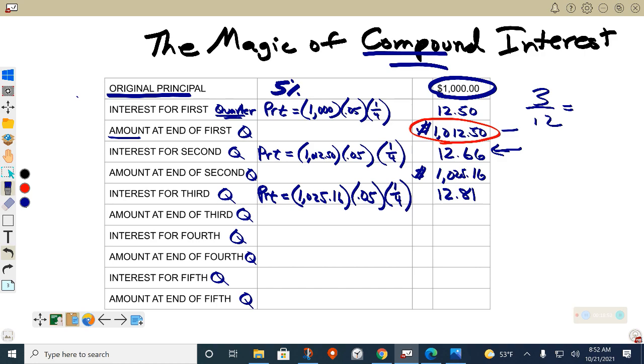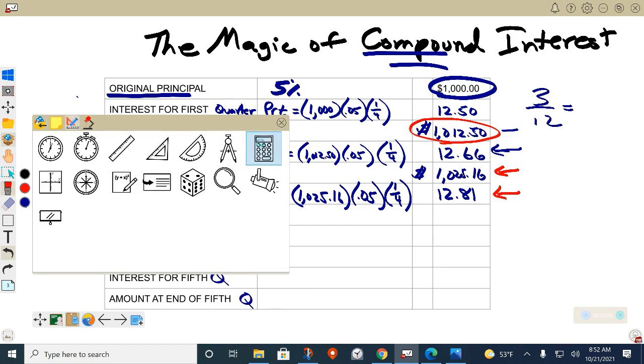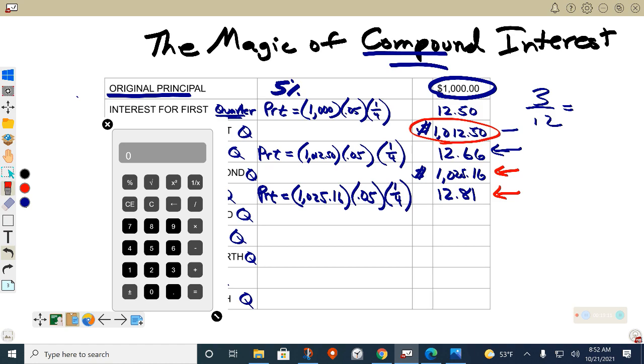Okay, so what's the amount at the end of the third quarter then? Well, I'm going to add up now. I'll add up the end of the second quarter's money plus the interest for the third quarter that it grew, and I'm going to have a new amount. 1,025.16 plus 12.81. I have now 1,037.97.